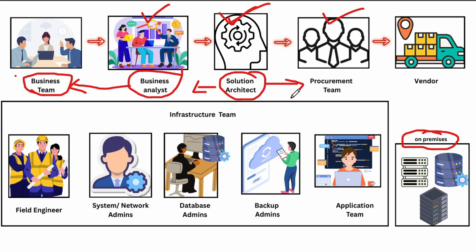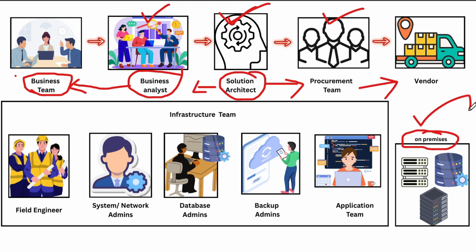What is this procurement team going to do? This procurement team is going to place an order with a vendor. The vendor is going to deliver the resources to your on-premises data center. Before cloud, this was happening.